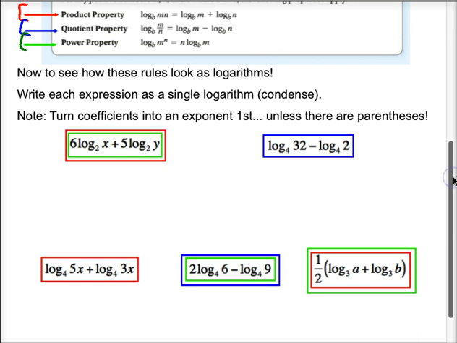All right, so there are our rules. So what we want to do, first we're going to learn how to condense logarithms together. Now, to condense logarithms together, that's going to take two steps. First step is whenever I see something out front, I'm going to bring it up as a power. So I'm going to call this log base 2 of x to the 6 plus log base 2 of y to the 5th.